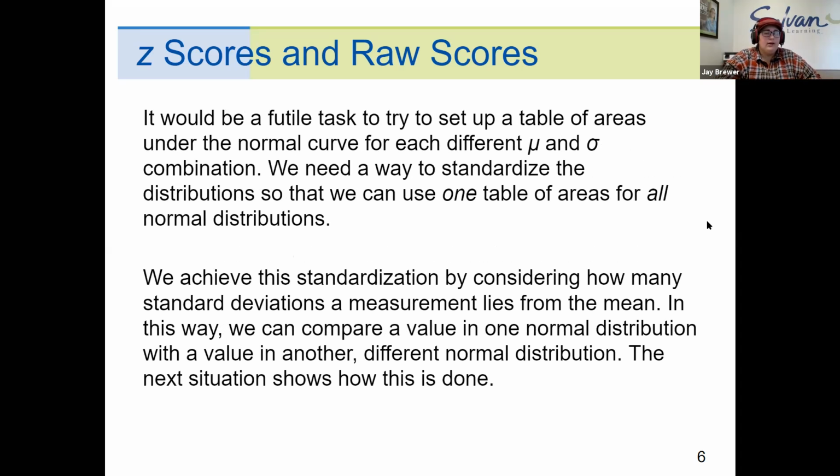It would be a futile task to try to come up with a table of areas under a normal curve for each mu and sigma combination. We need a way to standardize the distributions so that we can use one table of areas for all normal distributions. We achieve this standardization by considering how many standard deviations a measurement lies from the mean. In this way, we can compare a value in one normal distribution with a value in another different normal distribution. The next situation shows how this is done.